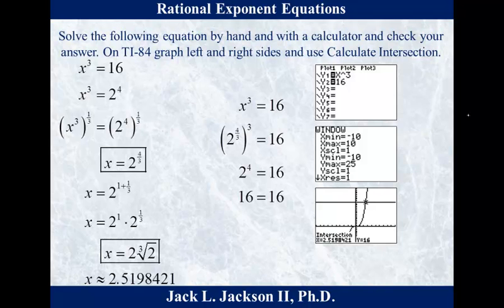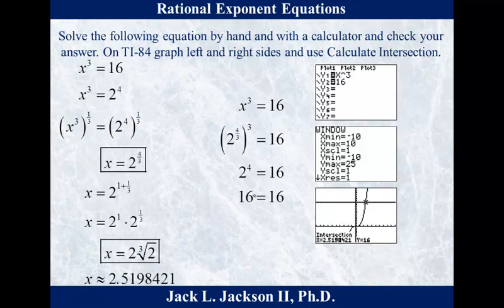Now, we have to check our answer. So our original equation was, look here in the middle, is the check. x cubed equals 16. Replace x by what it is, 2 to the 4/3. Now we use our properties of exponents. The exponents multiply together here and the 3's cancel. I get 2 to the 4th. 2 to the 4th is 16. 16 equals 16. That's true. So it does check.